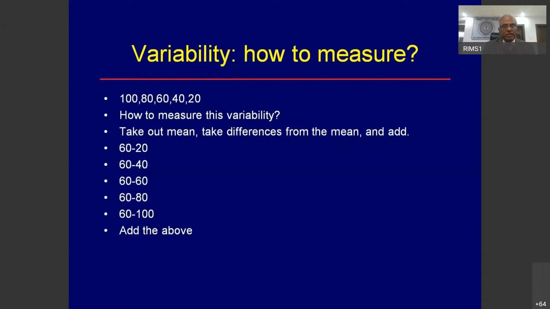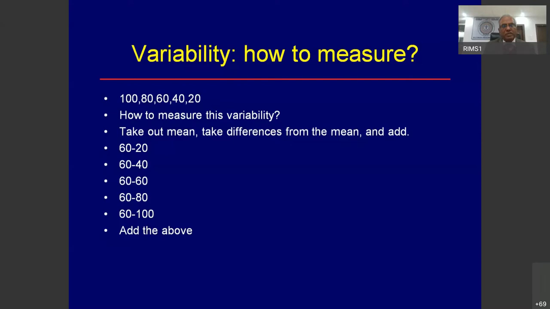So if you add the above, what does it become? How much does it come to? If you do the minus and add all of this, then it comes to how much? 40 plus 20 plus zero. Yes, it comes to zero. So if you follow this advice blindly, then you will say there is zero variability. But that's not true. There is variability. The problem is coming because some will be in plus, some will be in minus. So any number of figures you take, if you take out mean and take differences of all the individual numbers from the mean and add it up, you will always get zero.